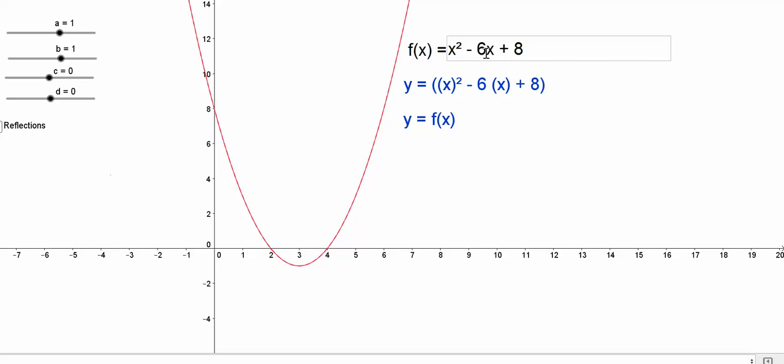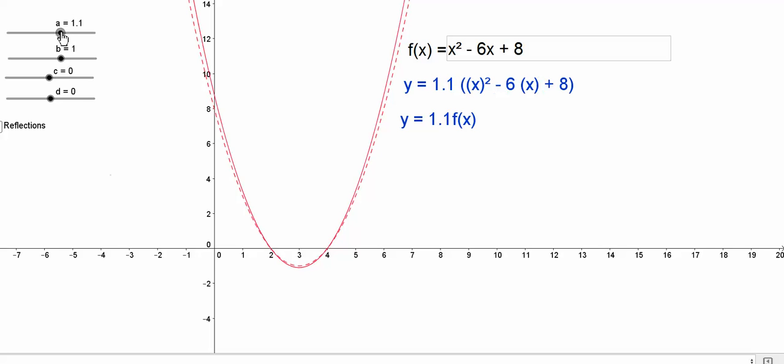x is 0. And if we factorise the quadratic, the factors would be x minus 2 times x minus 4, and so the curve passes through 2 and 4 on the x-axis. There are several transformations we can do on this function.